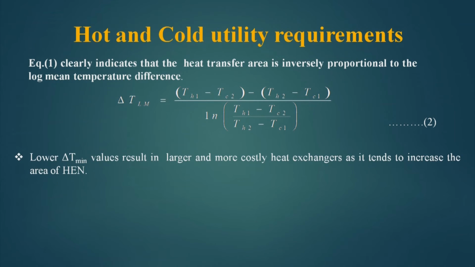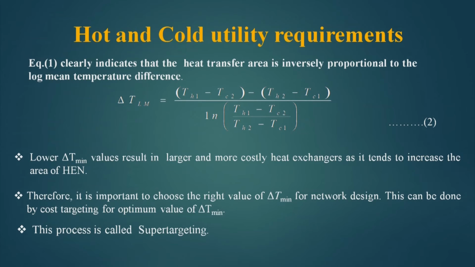The lower delta T values result in larger and more costly heat exchangers, as it tends to increase the area of the heat exchanger. So, when I decrease delta T minimum, the fixed cost of the heat exchanger network increases. So, there are two opposing effects. Therefore, it is important to choose the right value of the delta T minimum for network design. This can be done by cost targeting for the optimum value of delta T minimum.